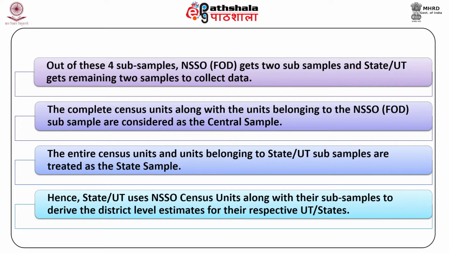The complete census units along with the units belonging to the NSSO FOD subsample are considered as the central sample. The entire census unit and units belonging to state or UT subsamples are treated as the state sample. Hence, the state or UT uses NSSO census units along with their subsamples to derive the district level estimates for their respective UT or state. An accounting year is the reference period to conduct the ASI.